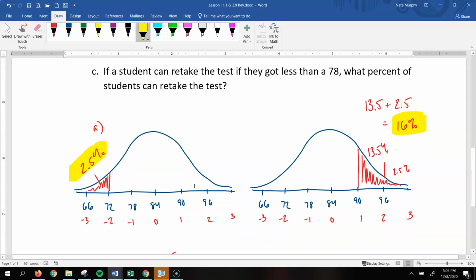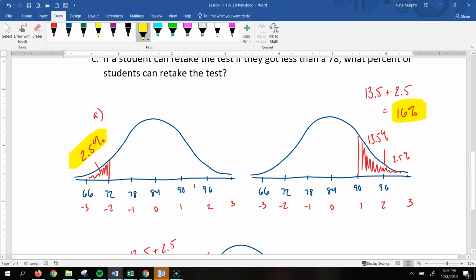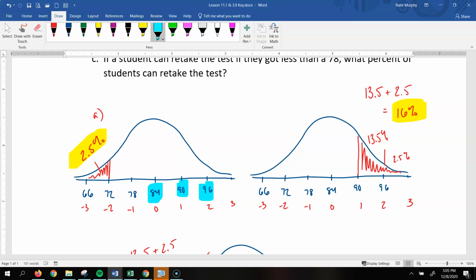The first thing I'm going to do is create my normal curve. You just draw a curved line here, and in the middle you put the mean. The mean was 84, so we start with this value being 84. Now the standard deviation is 6, so we're going to count 6 units up and 6 units down. 84 plus 6 would be 90, and then 96. We add 6 going up, and on the way down, we just subtract 6. That's how we get those numbers.